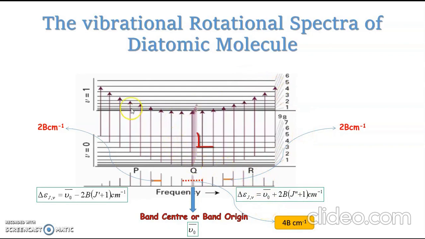Hence, this is about the vibrational rotational spectra of a diatomic molecule, by which we can find out the equilibrium vibrational frequency, rotational constant, etc., and the actual molecule undergoing anharmonic oscillation should give this type of spectra as it rotates also.